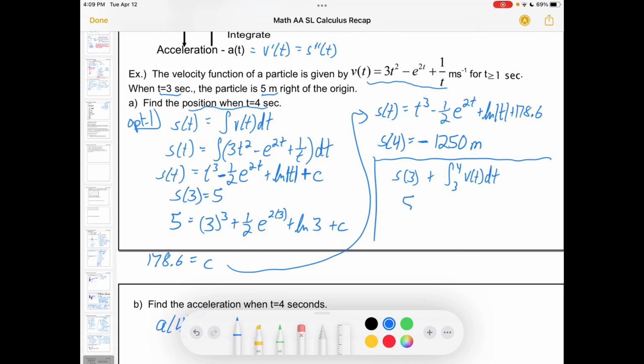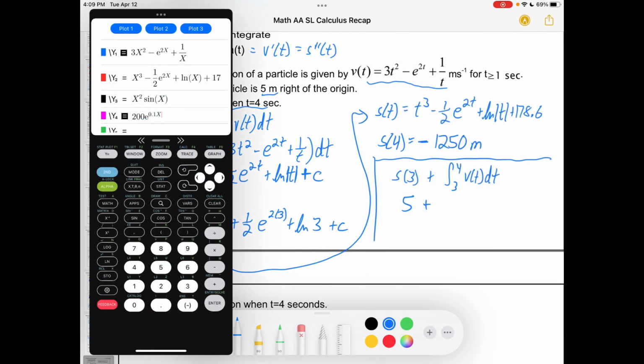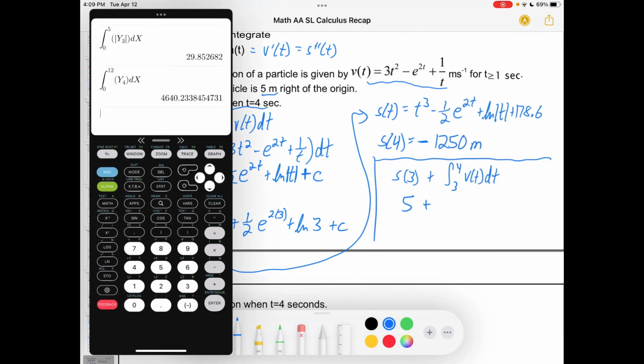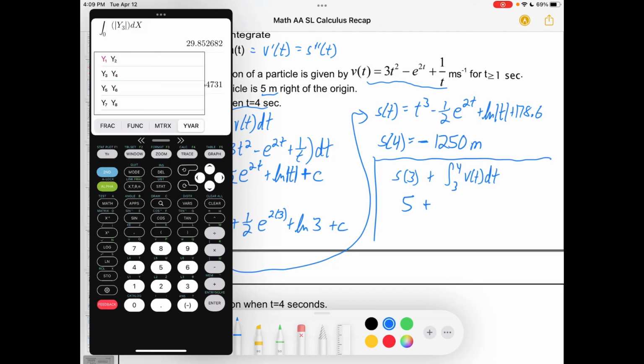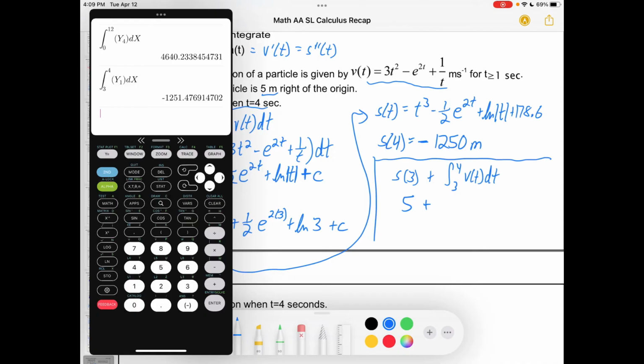So we know s at 3 is 5, and the integral of velocity from 3 to 4, well, we can do that in our GDC. I still have that velocity function in for y1. So I'm going to go alpha, window, definite integral, just from 3 to 4 of y1. And it's going to give me negative 1251-ish. Okay, and put that together, I'll get negative 1246, which to 3 sig figs is negative 1250 meters.